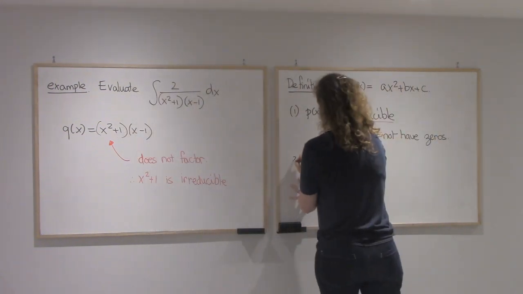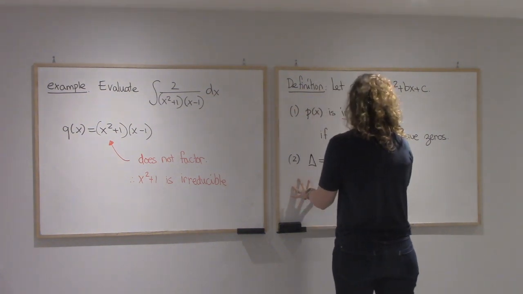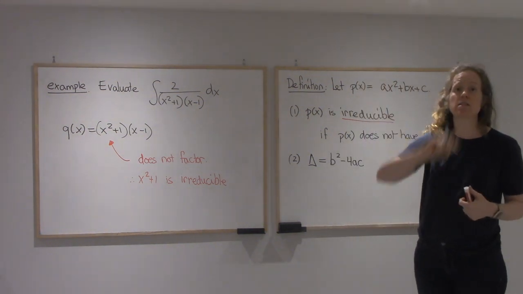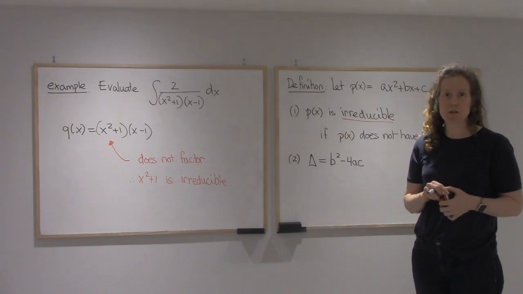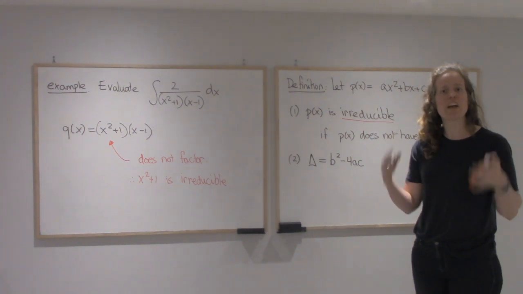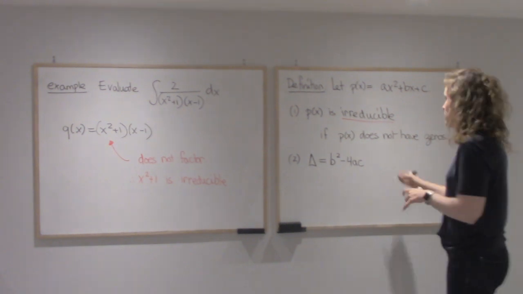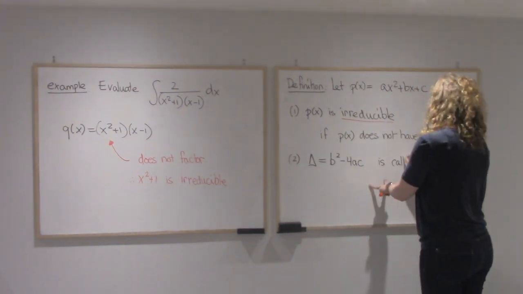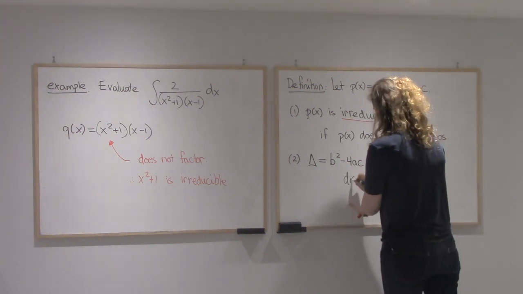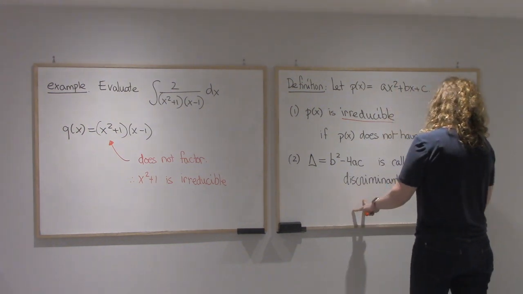And so what we'll do is we'll call b squared minus 4ac. That's the interior of the square root in the quadratic formula. That's the only place where that formula can go wrong. If that's negative, then you won't have any zeros. So this is an important number. It's called the discriminant of p of x.